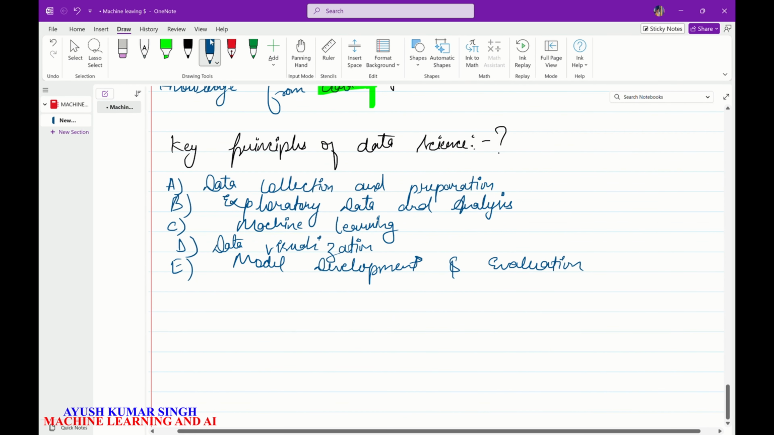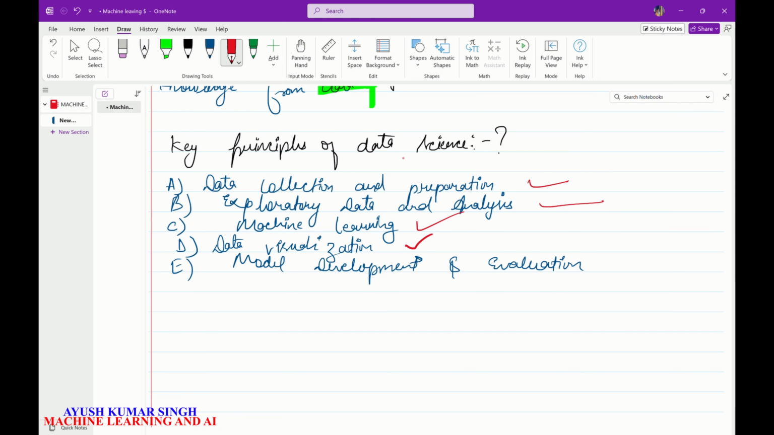Fine. So what are the topics here? First one is data collection and preparation. Second one is exploratory data analysis. Third one is machine learning. Fourth one is data visualization. And the last one is model development and evaluation.